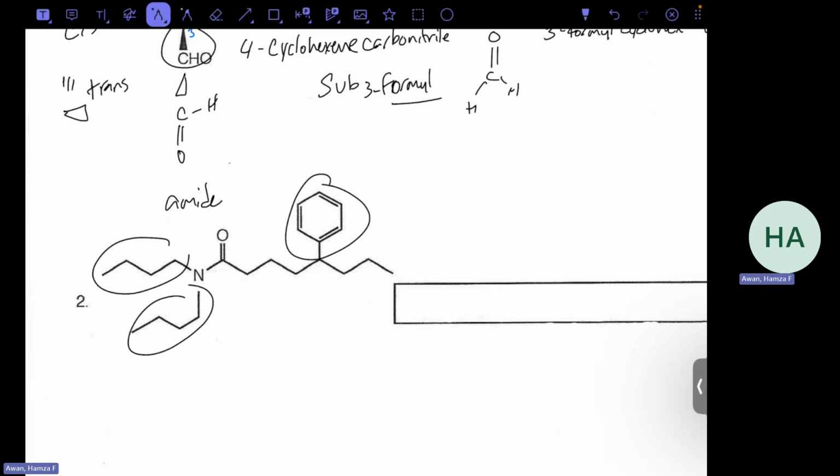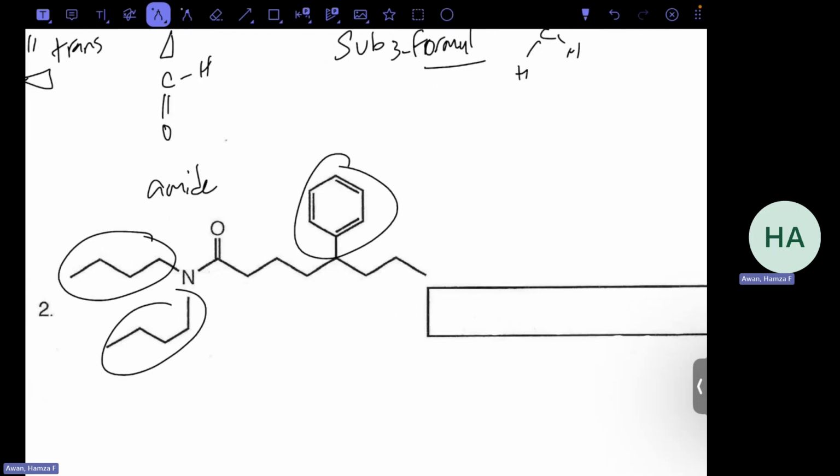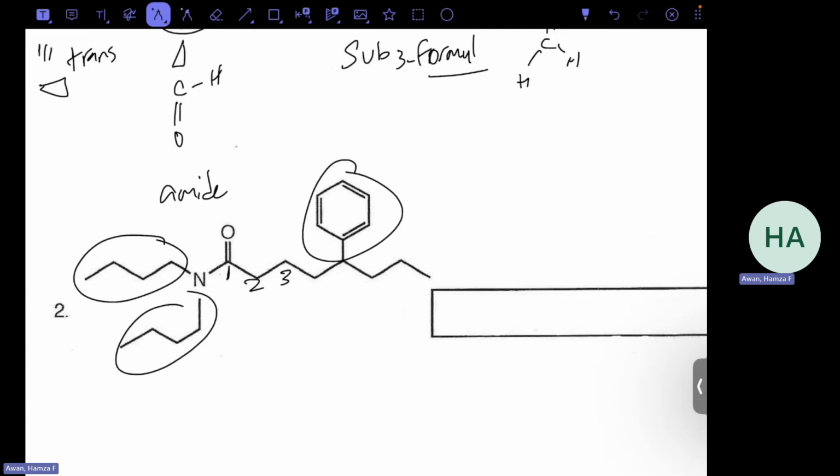Whenever we have an amide, we're going to start numbering from the carbon that's attached to the oxygen of the amide, or I guess the nitrogen as well. It doesn't really matter. They're both the same. So we're going to start with this carbon, right? So we'll start numbering from there. So 1, 2, 3, 4, 5, 6, 7, and 8.